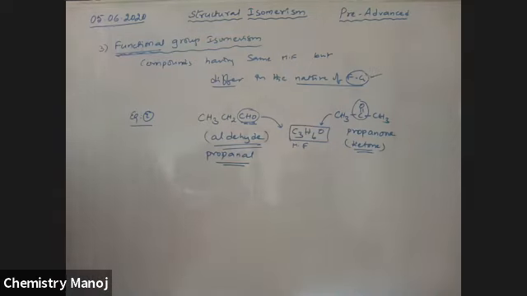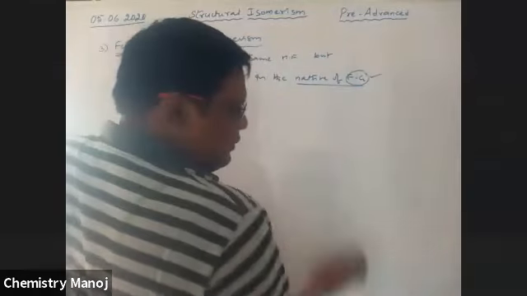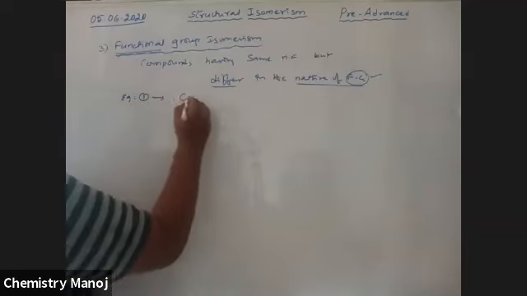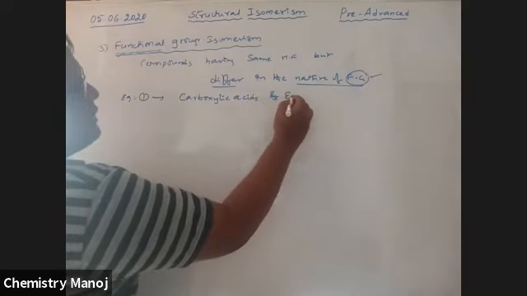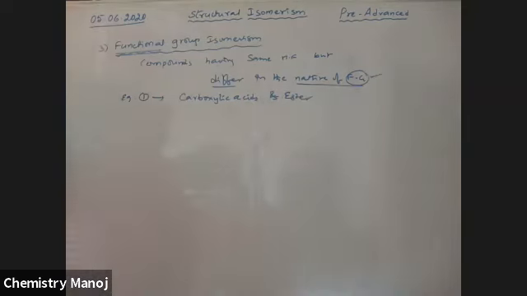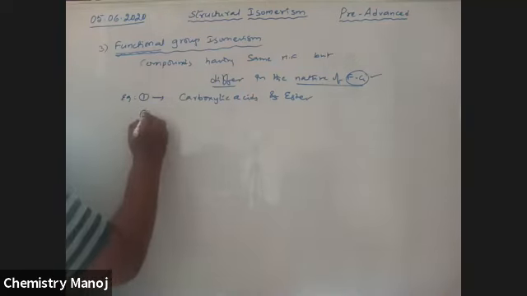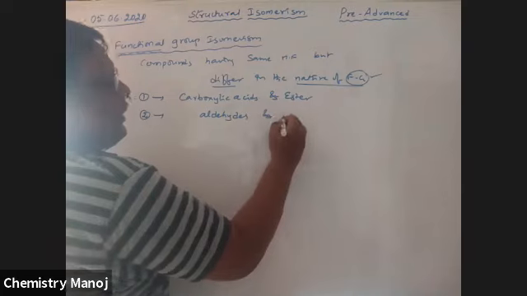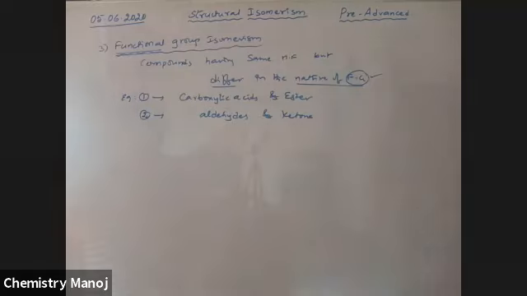Okay, next, one more example. Up to now we have discussed, in example 1, carboxylic acids and esters. These are functional isomers. In example 2, aldehydes and ketones are functional isomers.